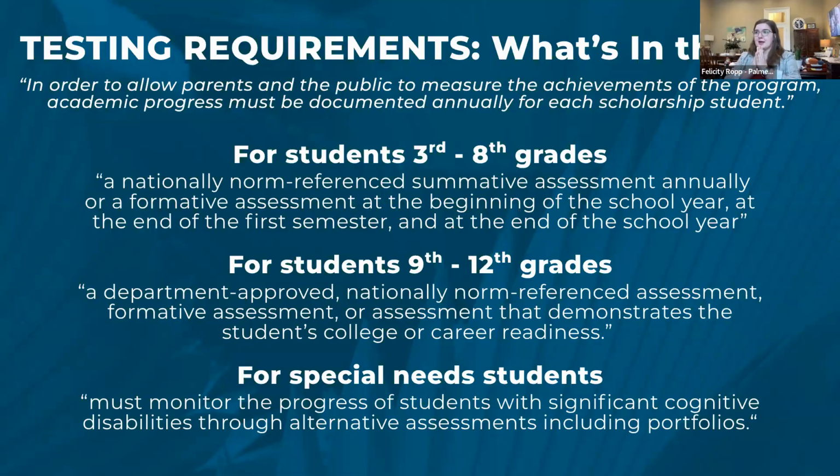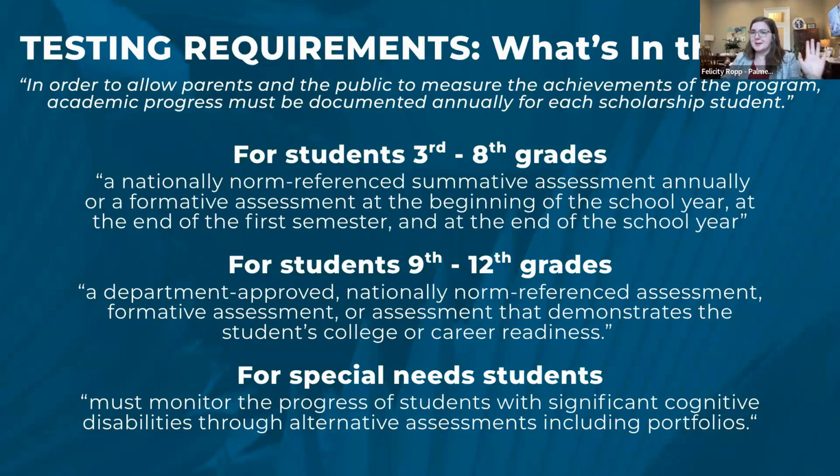If you're in 3rd through 8th grade, you have to submit a nationally norm reference summative assessment annually or formative assessment 3 times during the year. If you're in 9th through 12th grade, you have to submit a nationally norm reference assessment, formative assessment, or assessment that demonstrates college or career readiness. For special needs students, you must monitor the progress of students with significant cognitive disabilities through alternative assessments, including portfolios.